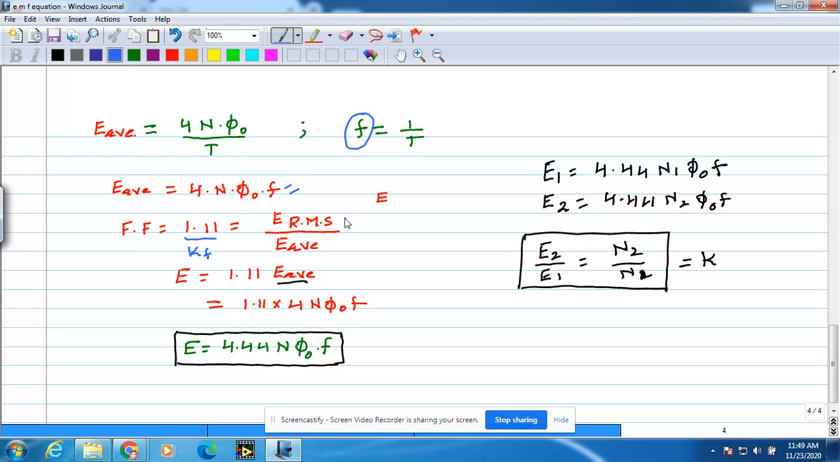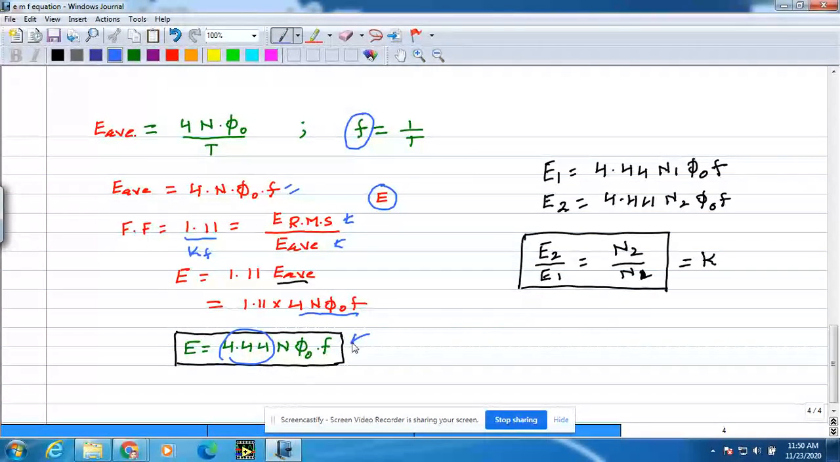The form factor is equal to the RMS voltage divided by the average voltage. It is a very well known formula. The RMS voltage is represented by capital E. RMS voltage would be equal to 1.11 into E average, and we know the E average is 4 N phi naught into f. Multiplying 1.11 by 4, it becomes 4.44 into N into phi naught into f.